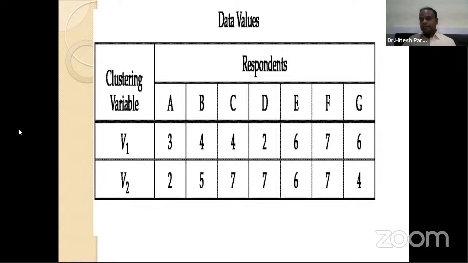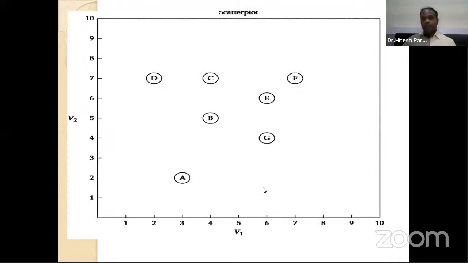Now let us understand how cluster analysis works. First of all, we need to put them into a scatter plot diagram. In the scatter plot, the x-axis is V1 and the y-axis is V2. Based on the scores, these respondents are plotted.